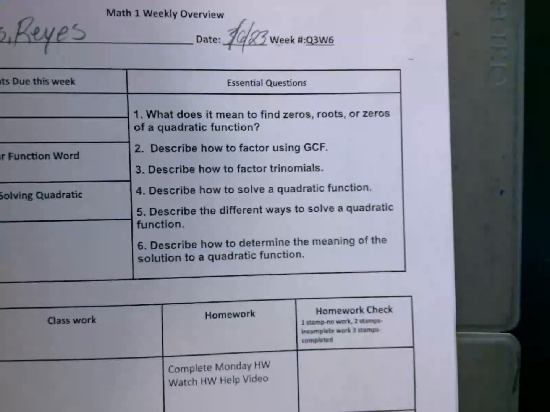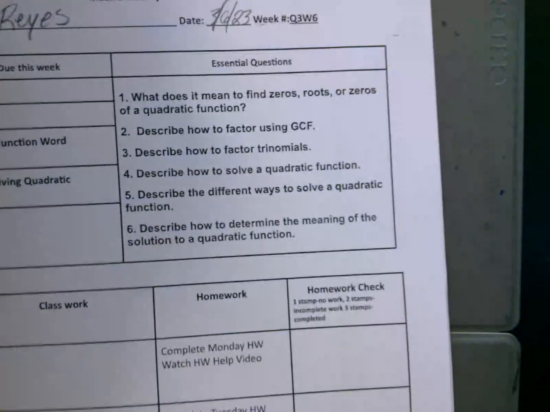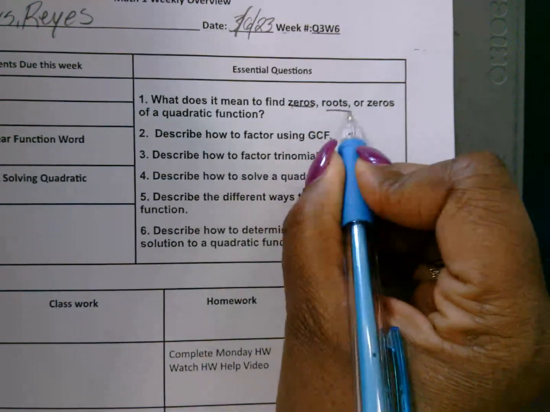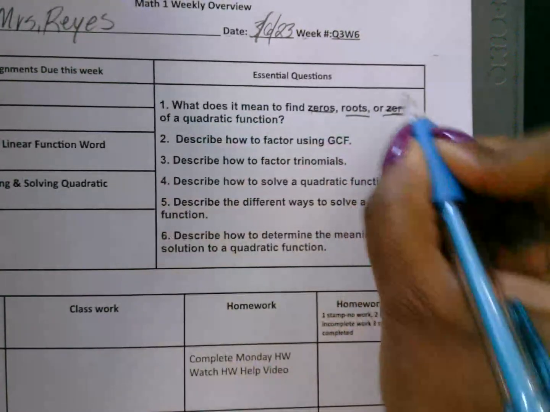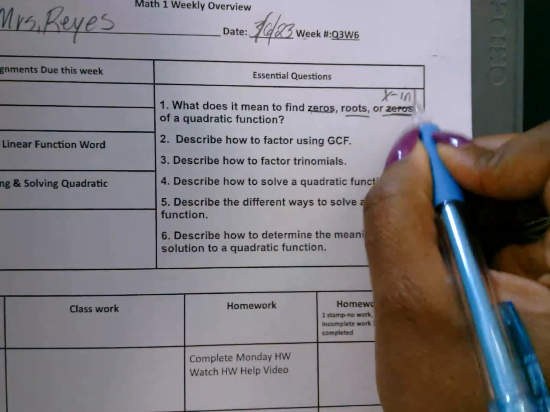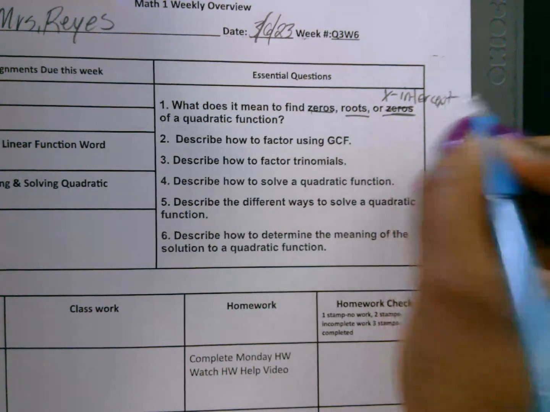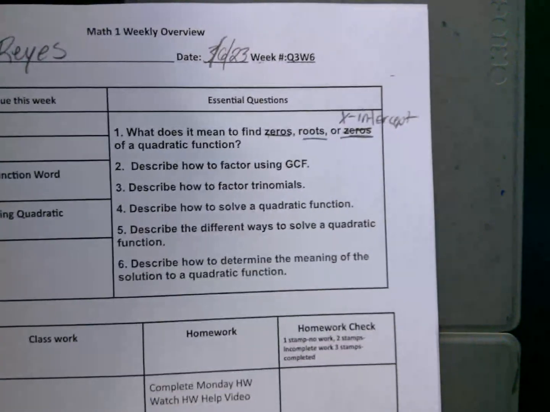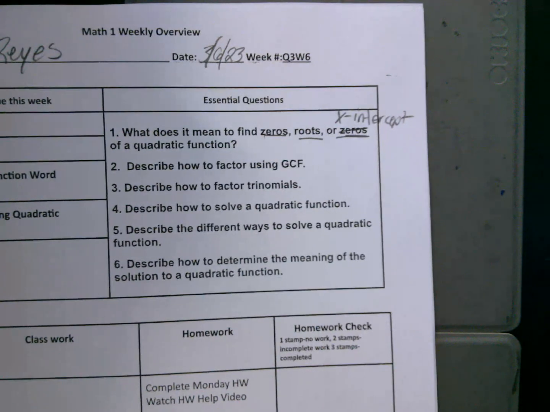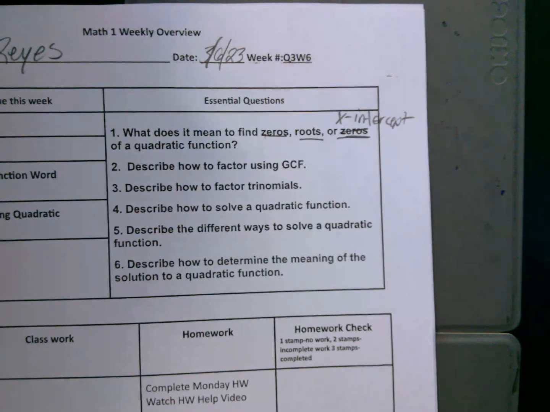Okay, the essential questions. What does it mean to find zeros, roots, and it's supposed to be x-intercepts? They all mean the same thing, okay? That means where does the parabola or quadratic function cross the x-axis?